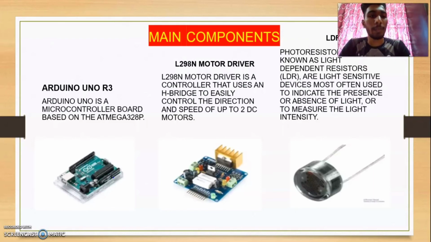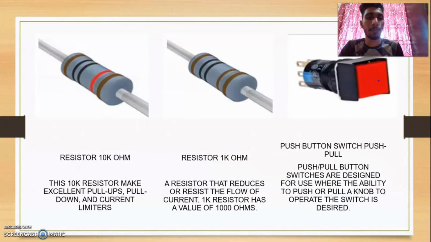So the third point will be the LDR, photoresistor. We are using a photoresistor to detect the presence of the sunlight, so the panel is able to rotate toward the sunlight. The fourth point will be the 10k ohm resistor. This 10k resistor makes an excellent pull up and pull down in this circuit. Same goes for the 1k ohm resistor, but in this case we are using the 10k ohm resistor for the switch, while the 1k ohm resistor is for the LDR.